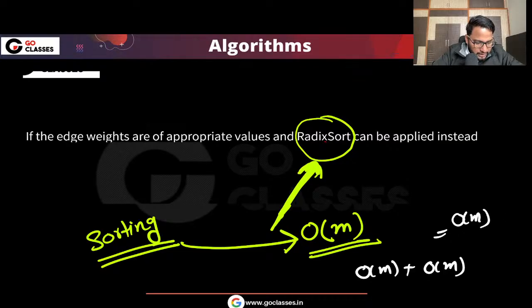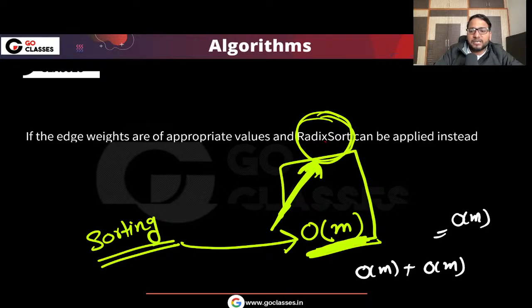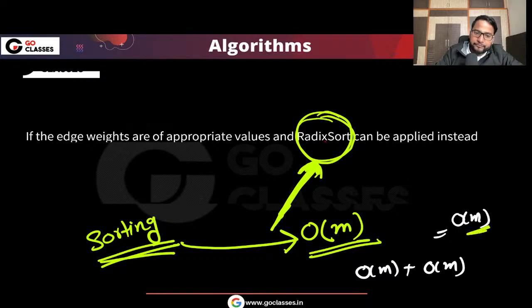Rajbir Rathod is asking, radix sort is hardly asked, so why do we need to remember this? Yes, it is hardly asked, but what if they ask? Then you won't argue that it is hardly asked. So it is better to know the things. Radix sort takes order of m, and that is one thing you must know. Suppose they say you can apply radix sort. In that case, Kruskal's algorithm will take just order of m.